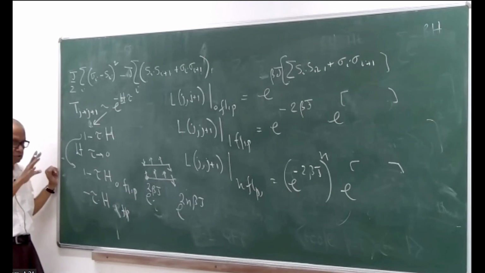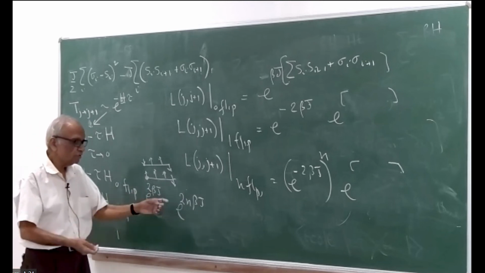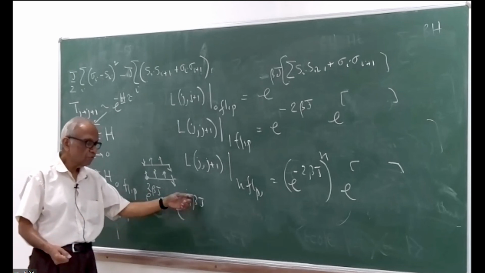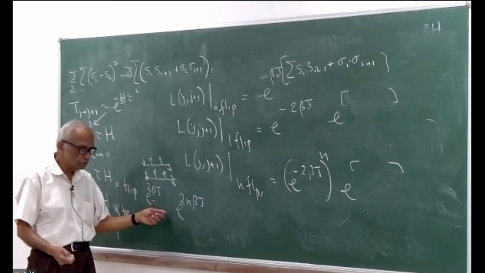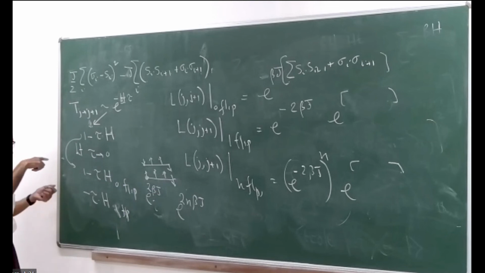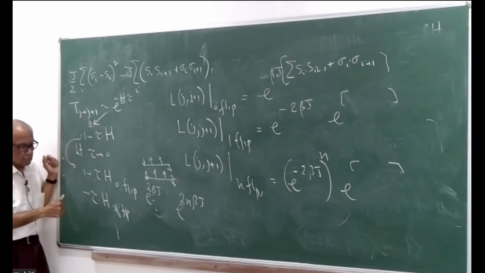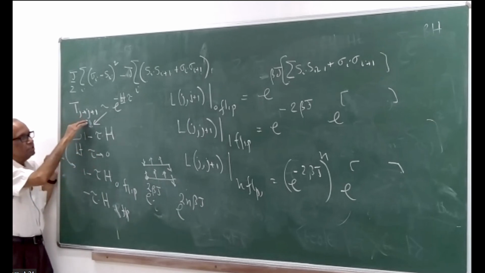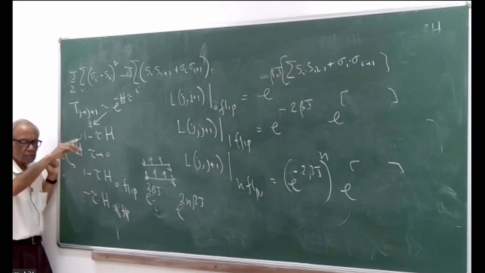You are just asking the question, what is the energy cost? The energy cost, if there are n flips, is 2n beta j. What is the contribution to the partition function? It is e to the power 2n beta j. So the contribution to the partition function, which is the transfer matrix over here, T j to j plus 1, is now a 2 to the power n times 2 to the power n matrix.